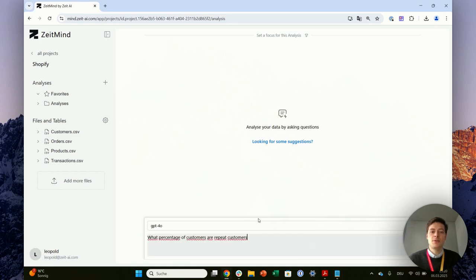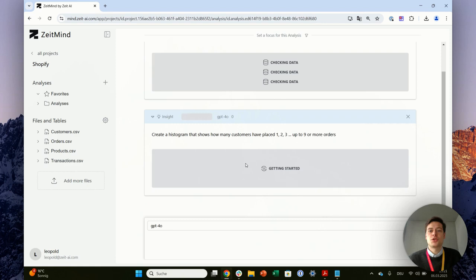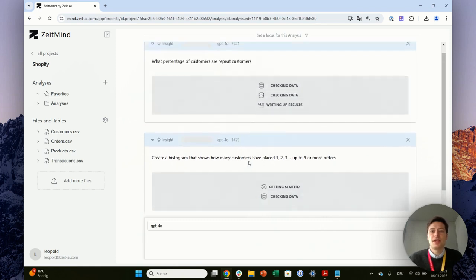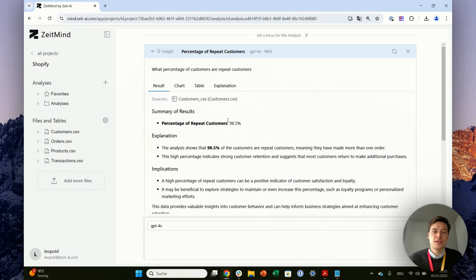I'm going to ask what percentage of my customers are repeat customers? Or maybe we want to be slightly more specific. I could ask something like, could you please create a graph for me, like a histogram, showing me how many orders might have been placed by my different customers? And in fact, it looks like a very large number of our customers do repeat.